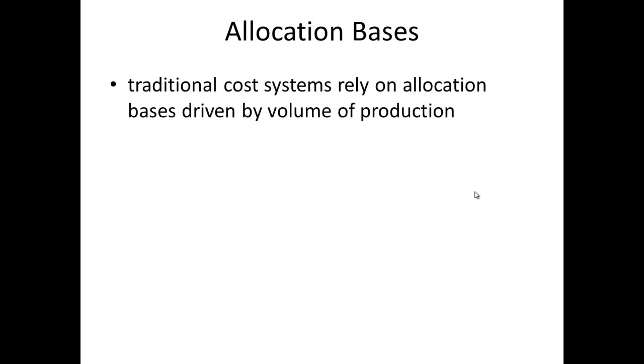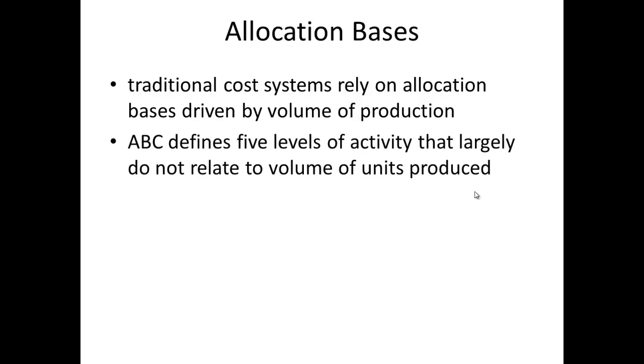In activity-based costing, we're going to be using some different types of allocation bases. A traditional costing system is going to rely mostly on the volume of production. In activity-based costing, we're going to use 5 different levels of activity. And largely these don't relate to the volume of units produced, except for the first one, which is at the unit level. So these costs occur every time we produce a unit.